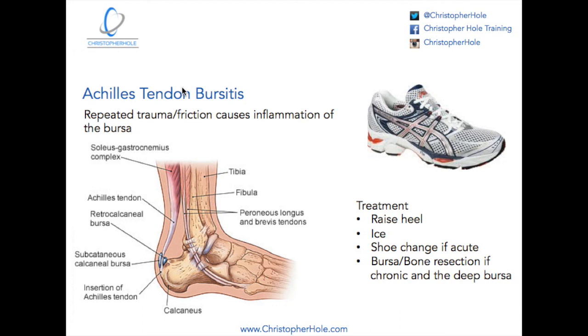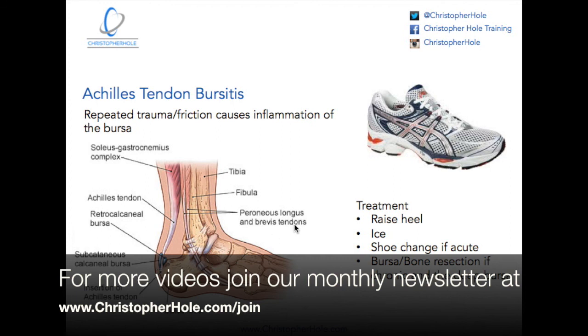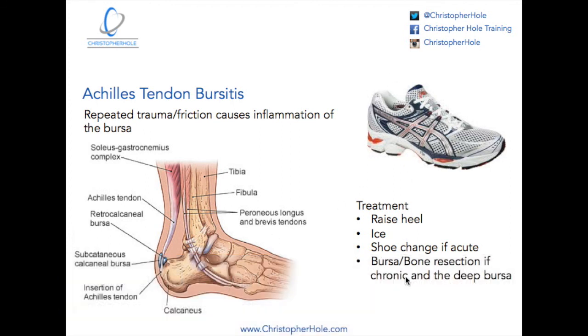Hopefully it's been helpful. Bits that we've covered are what it is: it's a repeated trauma or friction. We know that there are two of them, one on the front side of the Achilles and one on the back side of the Achilles tendon. We know what part of the shoe it's affecting, and we know how to treat it.